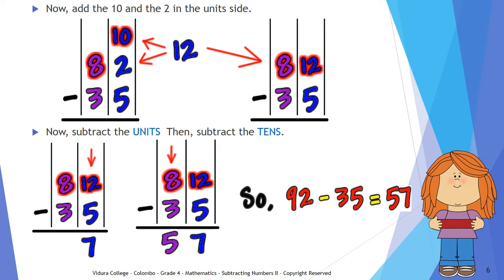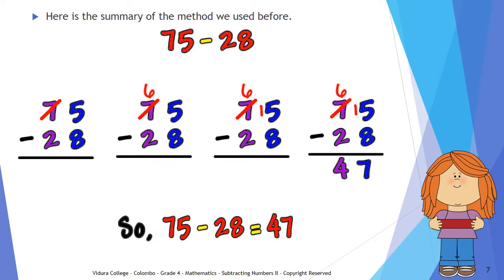Now you have 8 in the 10th side. Subtract 3 from 8. Yes, it is 5. So, 92 minus 35 equals 57. Can you understand now? Let's look into another example, right?